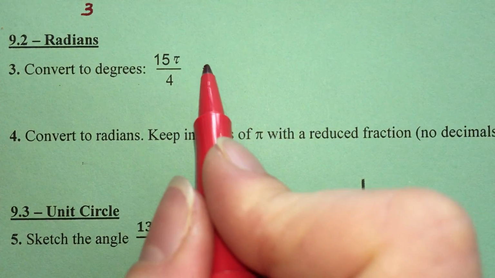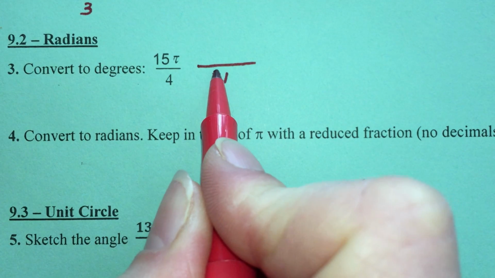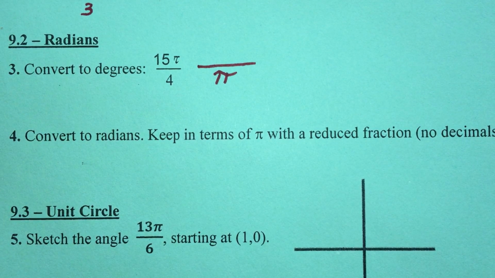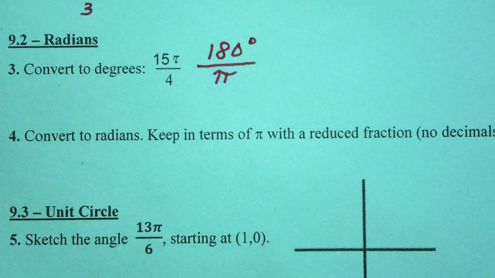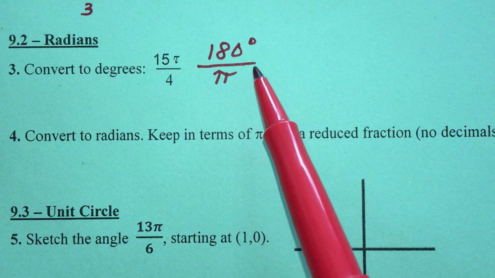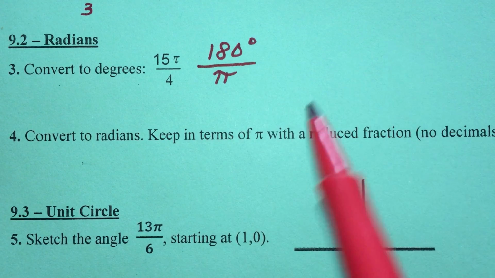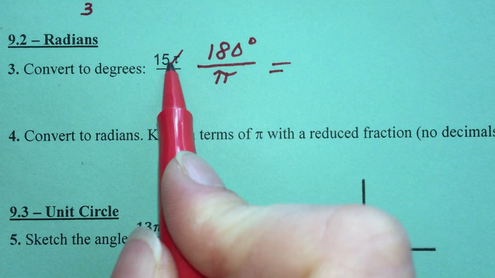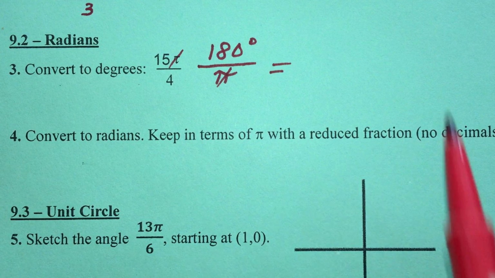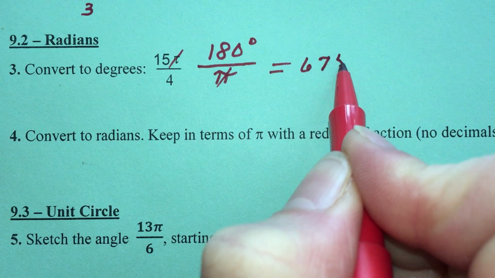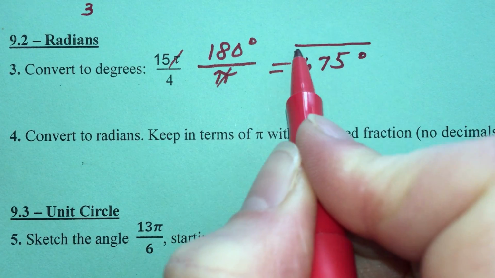So here I want the pi to cancel, so I'm going to put pi in the bottom. And pi is equivalent to 180 degrees, so 180 degrees goes on top. Again, this ratio is a form of 1. When I multiply this out, the pi's cancel, and I'm left with 15 times 180 divided by 4. Put it all in your calculator and you get 675, and degrees is the remaining units.